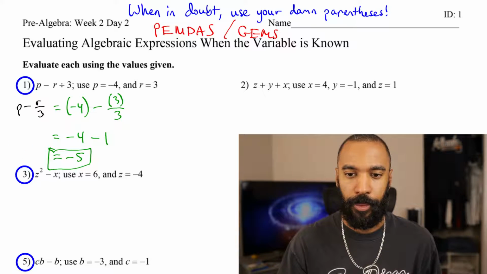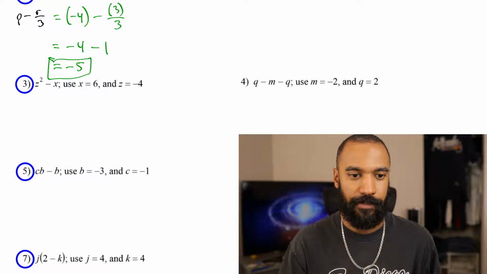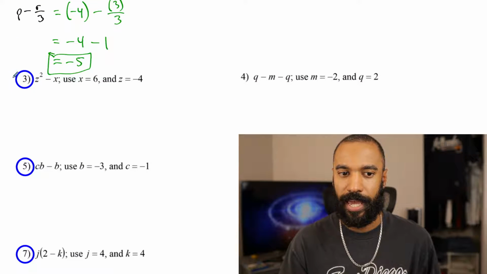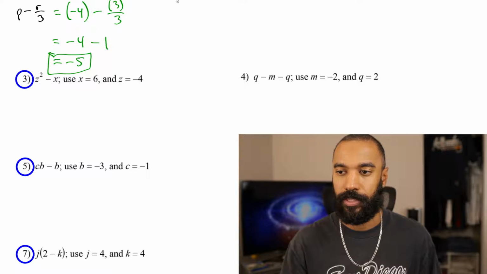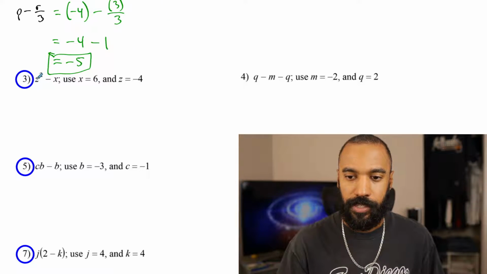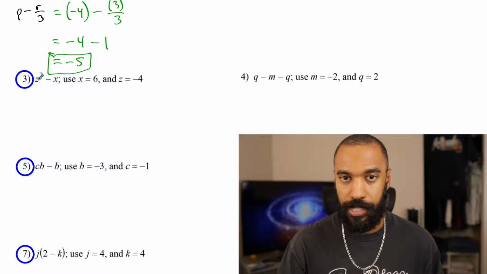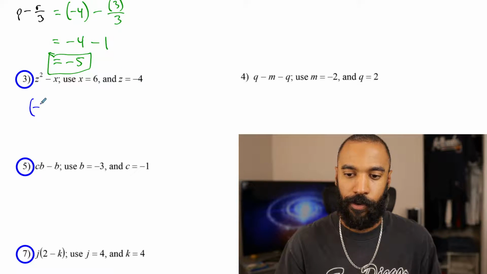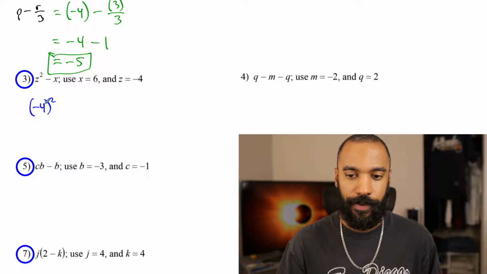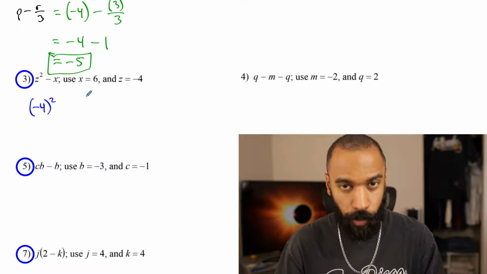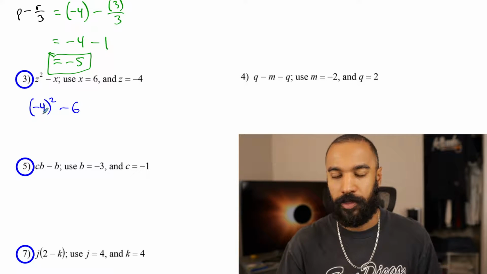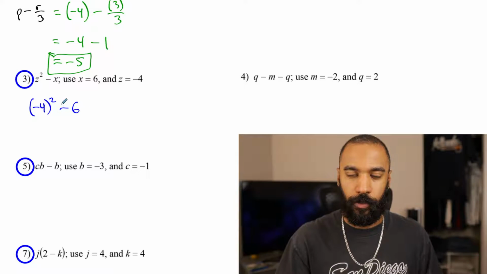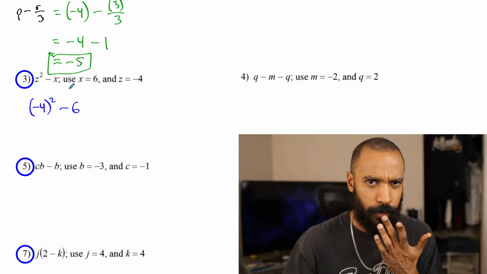Okay. Number 3, as I skip the evens there, number 3, z squared minus x, we're going to use x equals 6 and z equals negative 4. All right, when in doubt, use your parentheses. So once again, the same idea here. Z is negative 4. Z is being squared. So negative 4 is being squared. It is very important they use parentheses here. It is crucial they use parentheses here. Specifically, you don't want to make a careless mistake, not put parentheses here, and either get the wrong answer or get the right answer for the wrong reason.